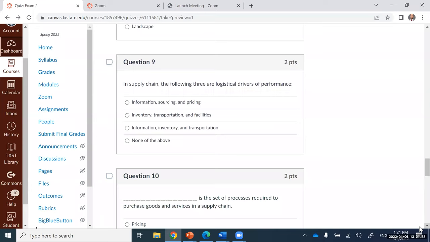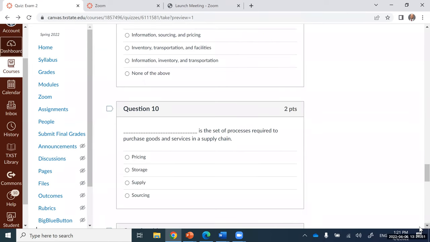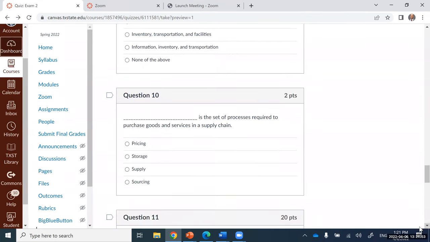Question nine, in supply chain, the following three are logistical drivers of performance: inventory, transportation, and facilities. Number two there, sourcing is the set of processes required to purchase goods and services in a supply chain.